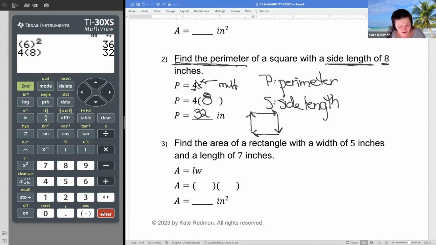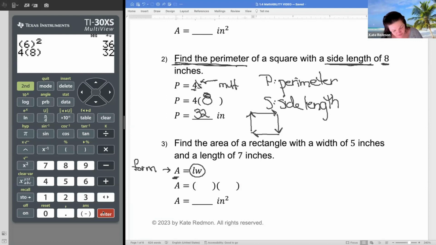Let's look at number 3. Find the area of a rectangle with a width of 5 inches and a length of 7 inches. So they give us, again, the formula. And yes, one way to read this is A is equal to LW. But what does it mean? It means that you can find area by taking the length and the width and doing what with them? See how they're shoved together? When letters are shoved together in algebra, they're multiplying. So to find the area, multiply together the length and the width.